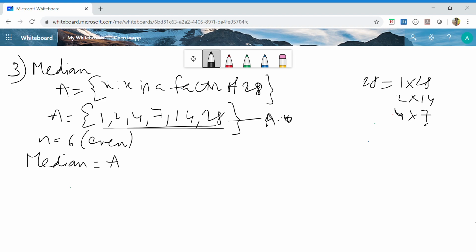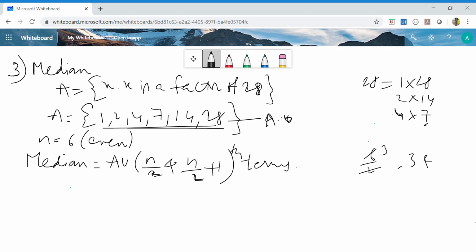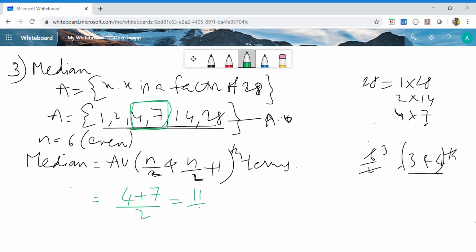Median is equal to average of n by 2 and n by 2 plus 1th observations. So here n by 2 is 6 by 2, which is nothing but 3. So average of 3rd and 4th terms you have to take. Third term is 4 and fourth term is 7. So average of 4 and 7 you have to take. So median is equal to (4 plus 7) by 2, which is 11 by 2, is 5.5.